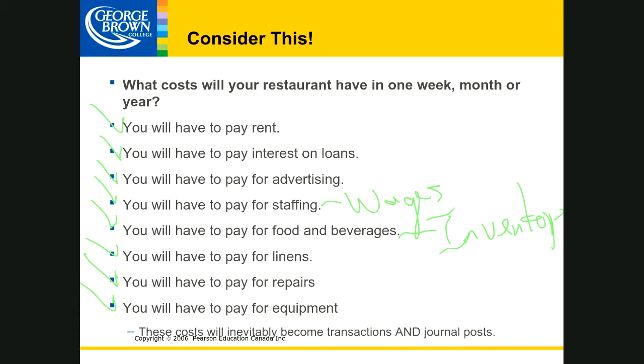So the point I'm trying to get at here is there are going to be lots and lots of transactions that are going to happen in your business, literally on a daily and weekly basis. All of these transactions become journal posts. So it's important to be able to organize these transactions so that when you produce your financial statements, they are accurate and without a processing issue or a technical issue.